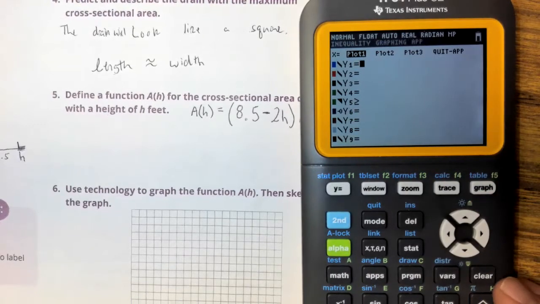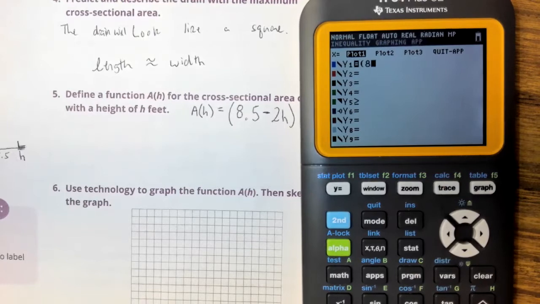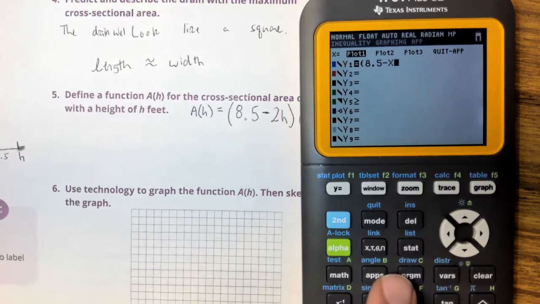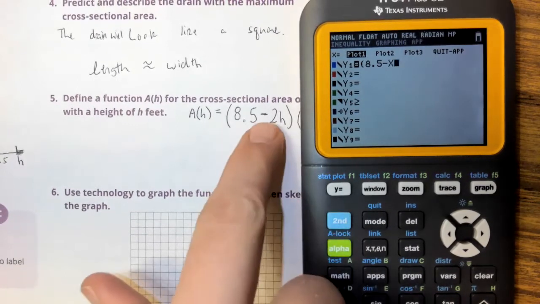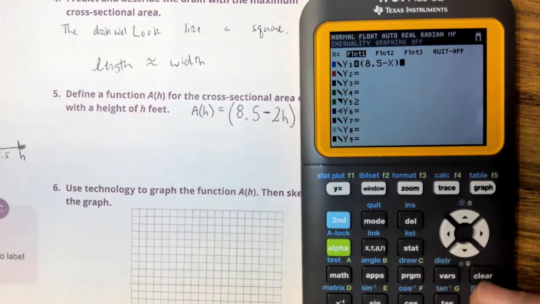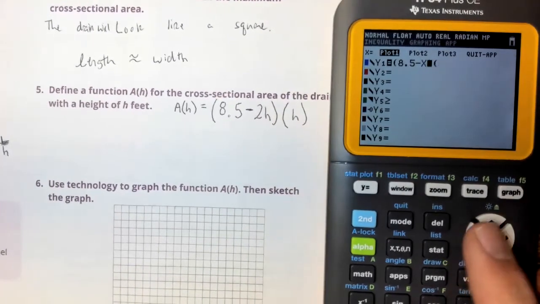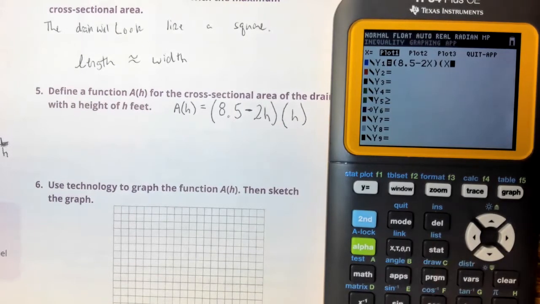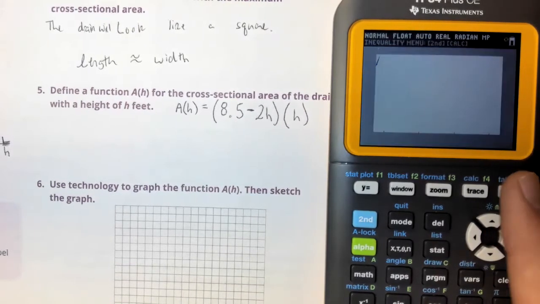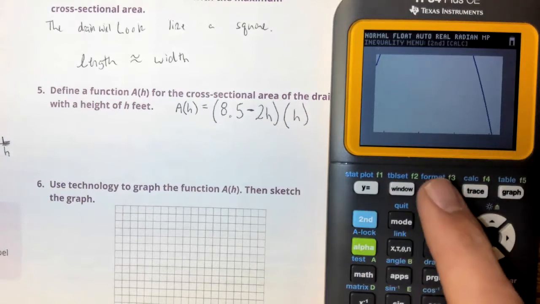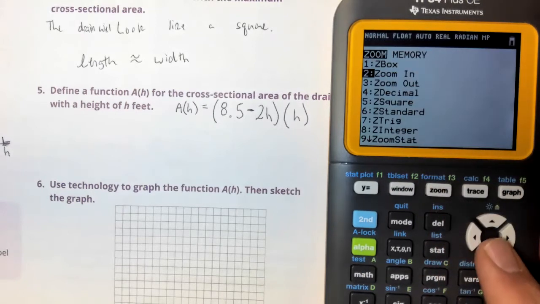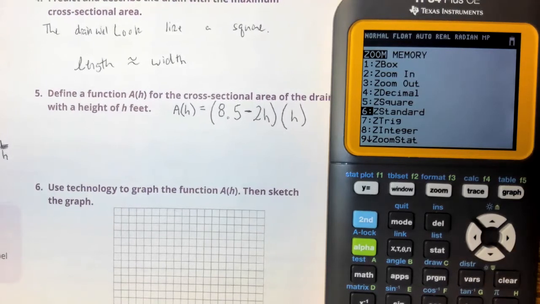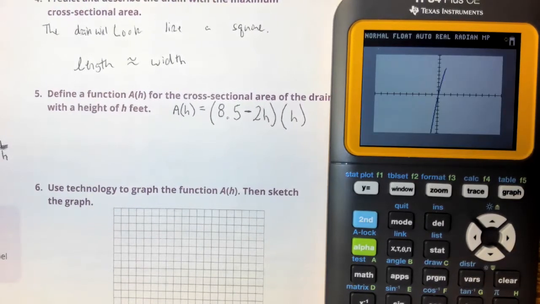Let me clear what's already in there. And so my function is 8.5 minus x. You will have to use x in this calculator. It won't recognize h as a variable. And then times, oh, I forgot to put 2x there, 2x times the height, which again, I'm just using x for my variable. Now I'll go to graph. Maybe if it's not showing up, you can go to zoom and then go to option 6. It should put a decent window in there for you. Okay, so there's our situation. That's what our parabola looks like.